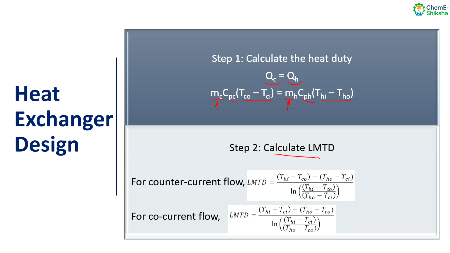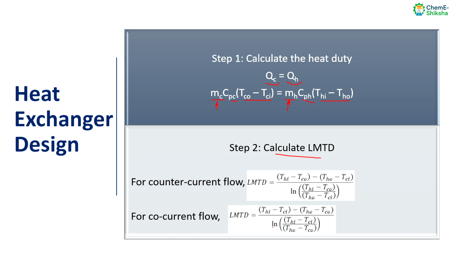Now we have to calculate the LMTD, because we know that Q equals U into A into LMTD. So we need to calculate the LMTD. For counter current flow, the LMTD equals (THI minus TCO) minus (THO minus TCI), divided by ln of (THI minus TCO) by (THO minus TCI).